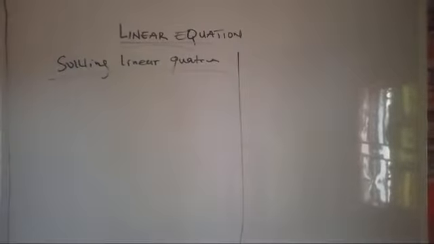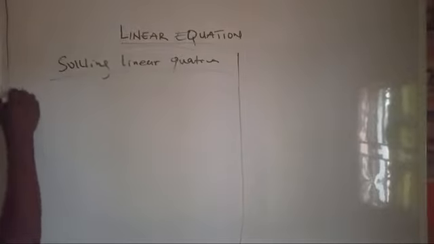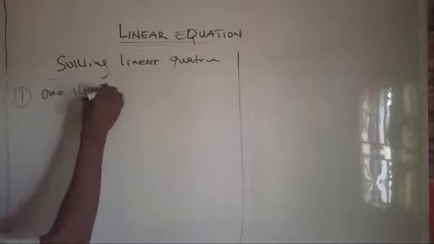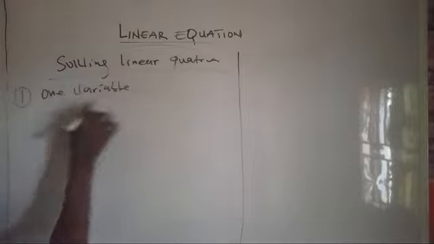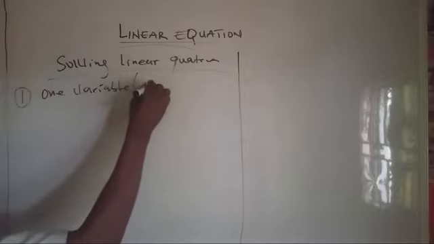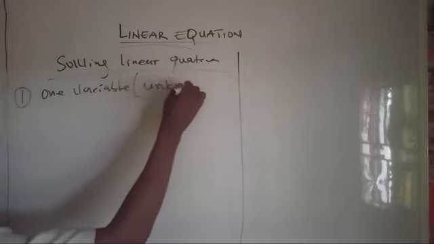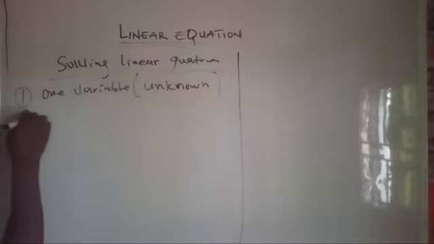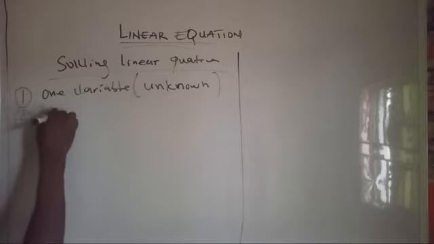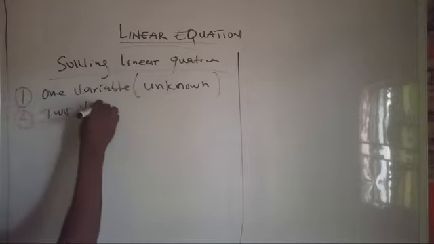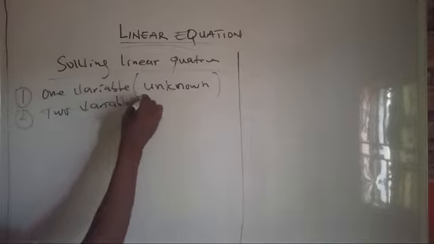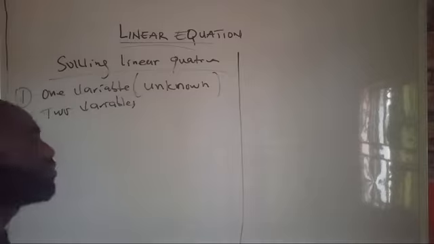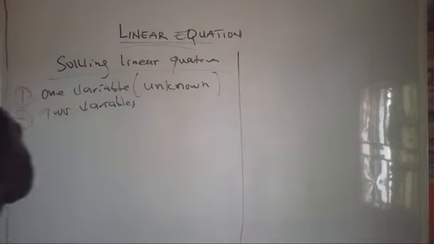So in solving linear equations, as I explained, we can have either one variable, which we call the unknown, or we can have two variables. The example of a two-variable equation is simultaneous equations.